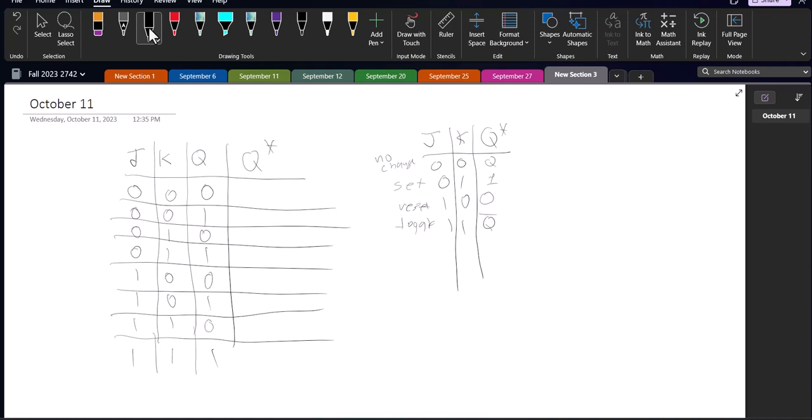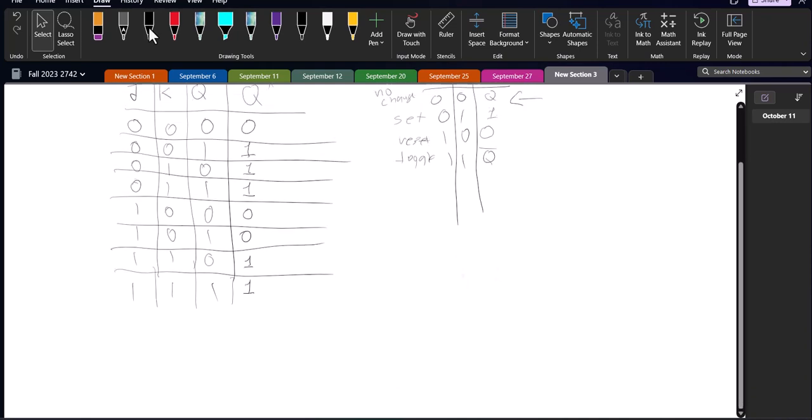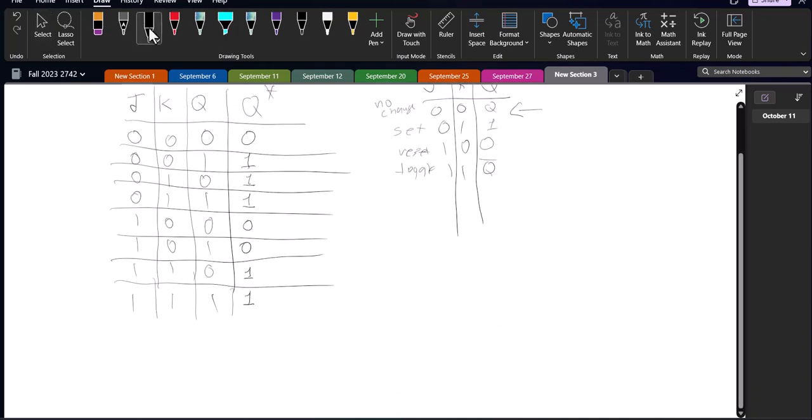Okay, so those are our 8 different possibilities for our 3 values of J, K, and Q. And we know when J and K are both 0, it's no change. So Q star is whatever Q was before. So it's just going to have the same value that Q was before. When K is 1 and J is 0, then Q star is 1. When J is 1 and K is 0, then Q star is 0. And when they are both 1, then Q star has a toggle. And then to get our characteristic equation, we'll do a Karnaugh map for Q star.